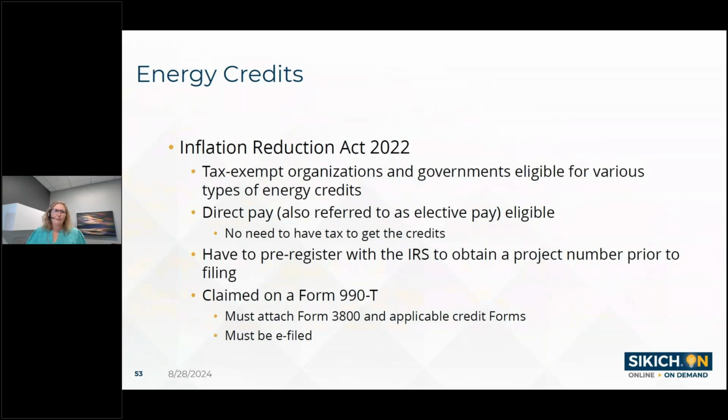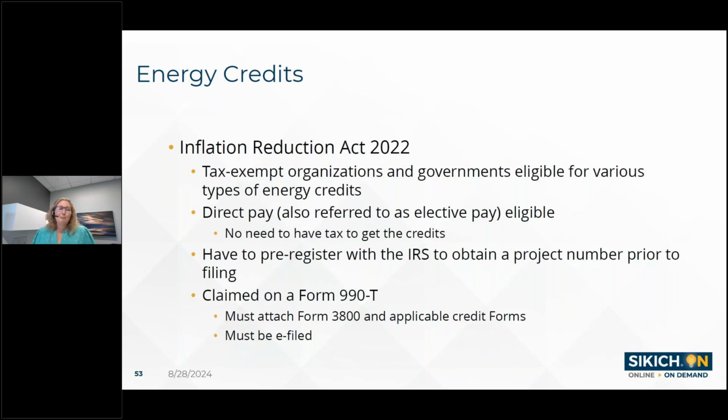So the energy credits are a result of the Inflation Reduction Act of 2022. So like I said, fairly new. And the biggest news here was that tax exempt organizations and governments are eligible for these credits. And that isn't always the case when we have a lot of these credits out there. There's always a lot of question around that. These were very clear from the start that not-for-profit organizations are eligible entities to receive these.